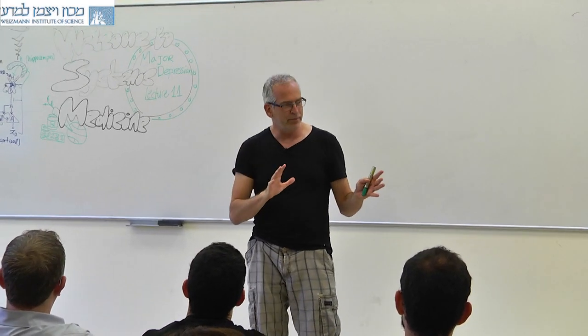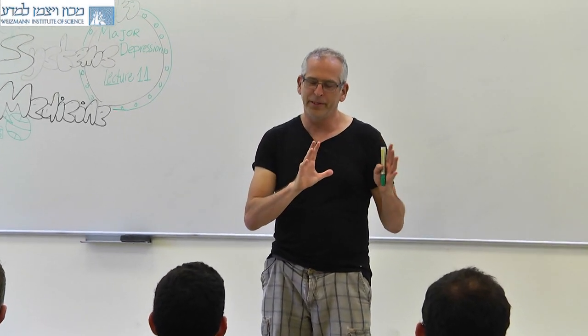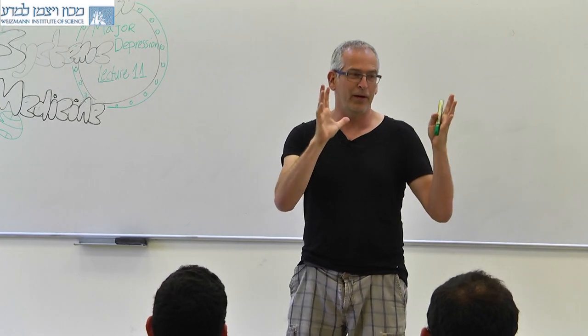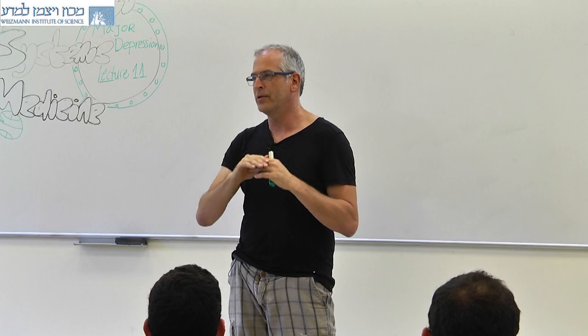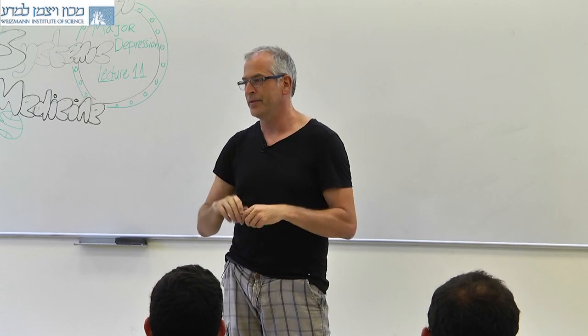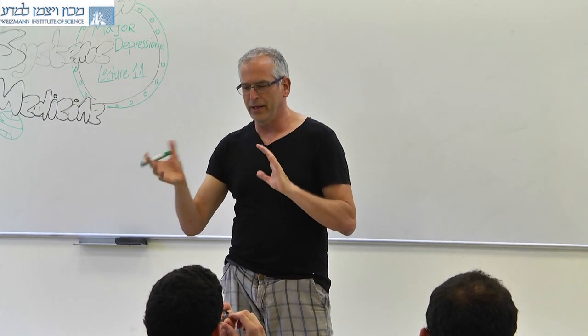And there are different subtypes. Atypical depression is when there's something enjoyable going on, you're happy, but then depressed the rest of the time. Sometimes you just can't get out of it. It could last for weeks, months, years. And you can go into it and out of it.